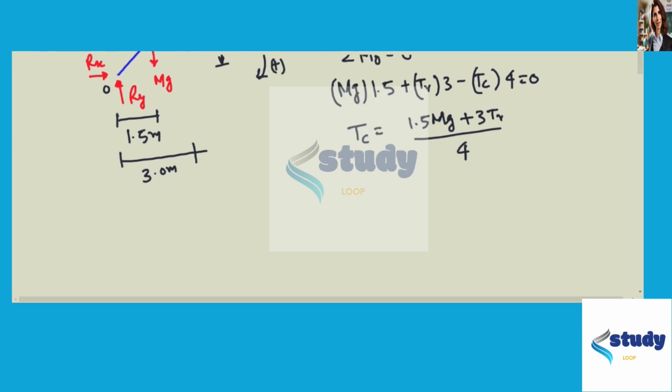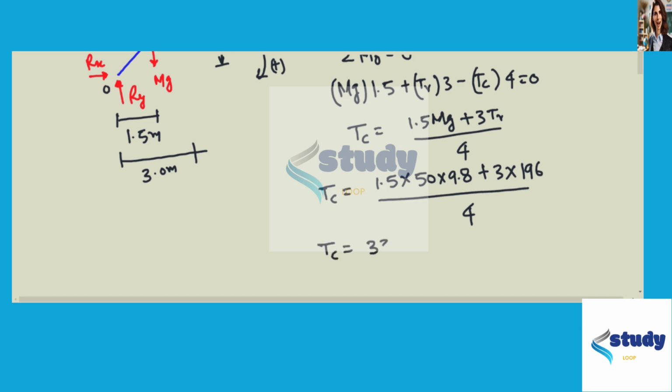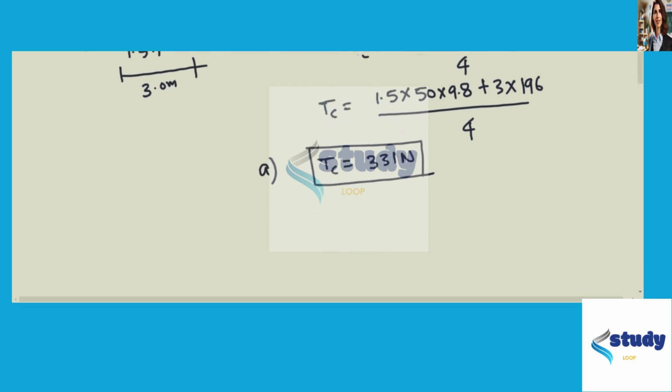Now let's substitute the values. So the tension in the cable equals (1.5 times the mass of the beam, which is 50 kg, times 9.8 meters per second square, plus 3 times the tension in the rope, that is 196 newtons) over 4. So the tension in the cable equals 331 newtons. This is the solution for part A, and the tension in the rope is 196 newtons.